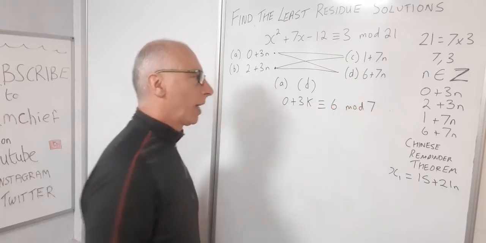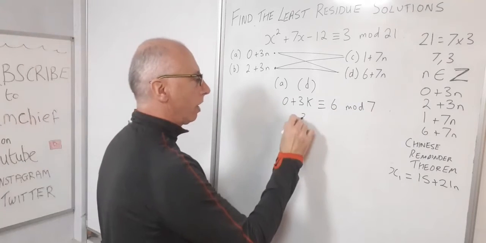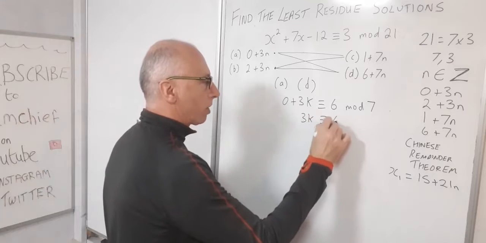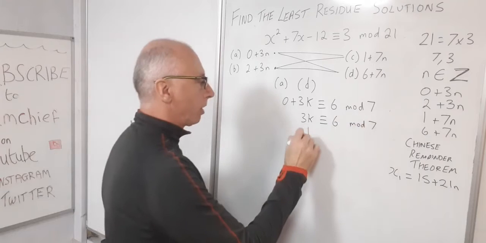Okay. So now I need to try and solve for k. Well, this one is a little bit more friendly to us. 3k is congruent with 6 mod 7. I can go straight in and find my k. My k equals 2.